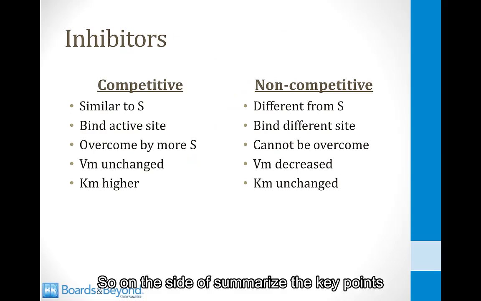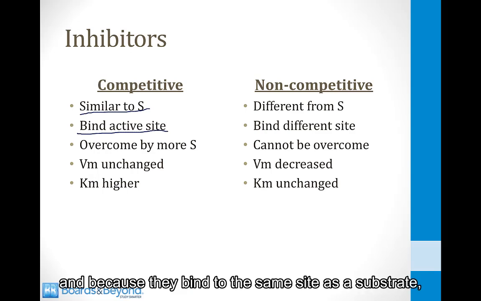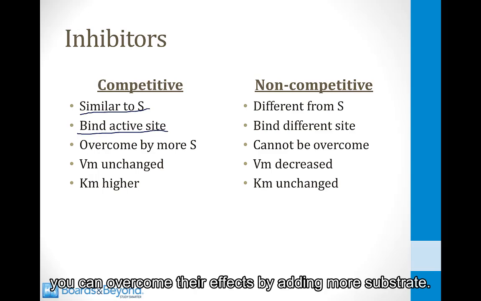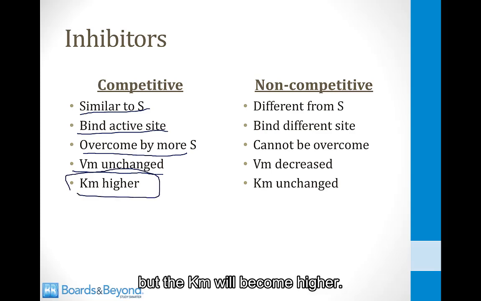So on this slide, I've summarized the key points of competitive and non-competitive inhibitors. Competitive inhibitors have a similar shape to the substrate. They bind to the active site on the enzyme. And because they bind to the same site as the substrate, you can overcome their effects by adding more substrate. The Vmax will be unchanged by competitive inhibitors, but the Km will become higher.